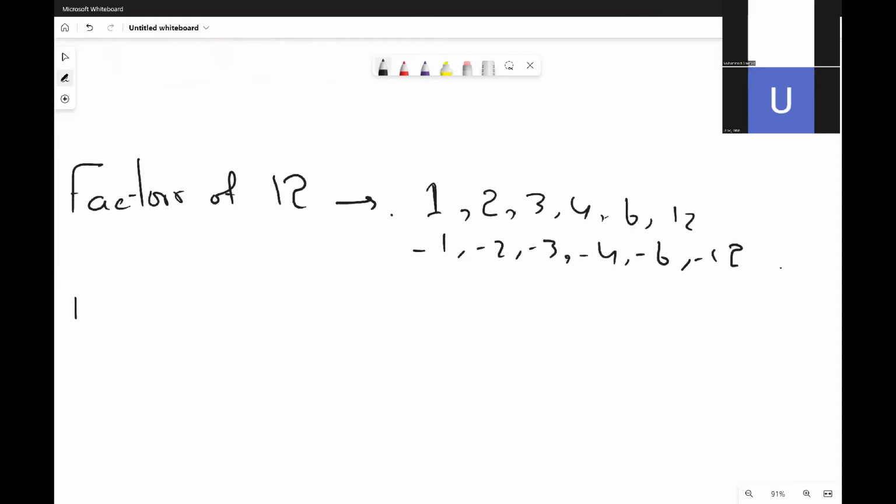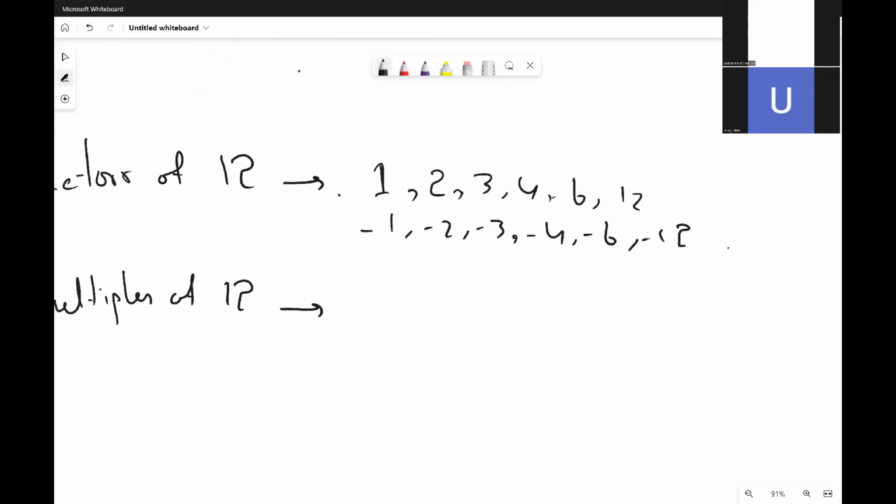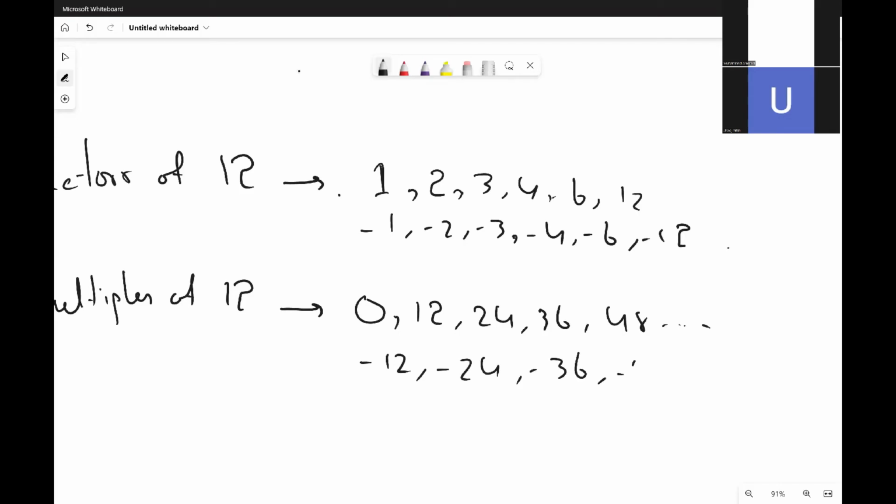Now let's write down the multiples of 12. Multiples of 12 are all the numbers that are the products of any number multiplied by 12. For instance, 12 zeros are 0, so 0 is a multiple. 12 ones are 12, 12 twos are 24, 12 threes are 36, 12 fours are 48, and so on. 12 times negative 1 is negative 12. 12 times negative 2 is negative 24. Negative 3 is negative 36. Negative 48, and so on. So these are the multiples.